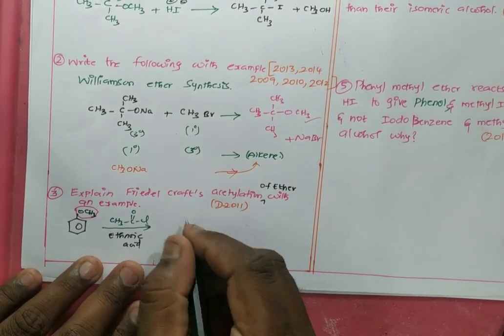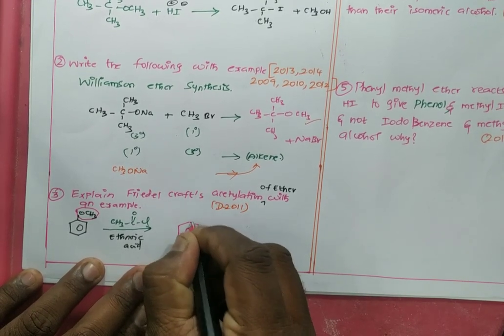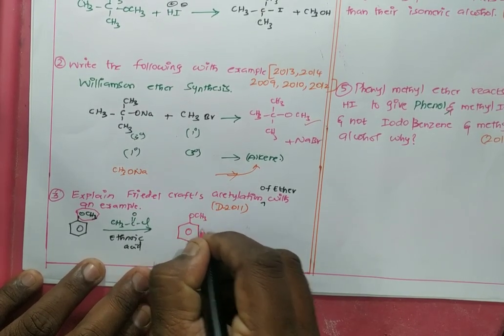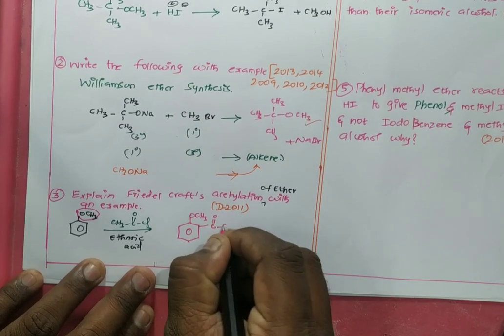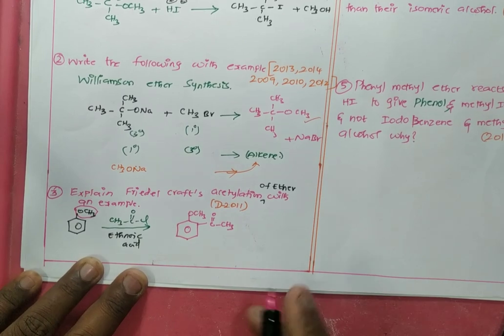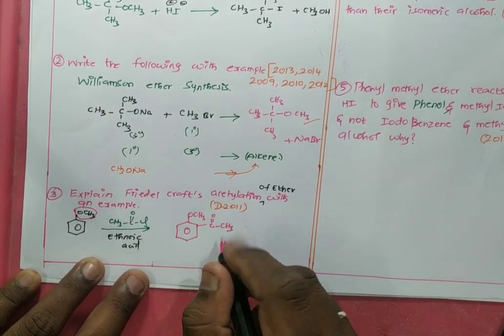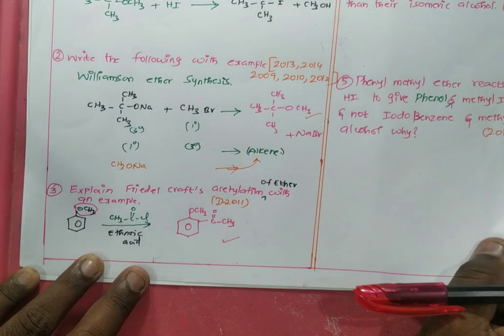Now what will be the product? So I will be getting the product like this. Here it is OCH3 along with C double bond O CH3. This is nothing but acylation. If you don't know about the mechanism of this, please go and watch my previous video. You will be getting a good idea about this.